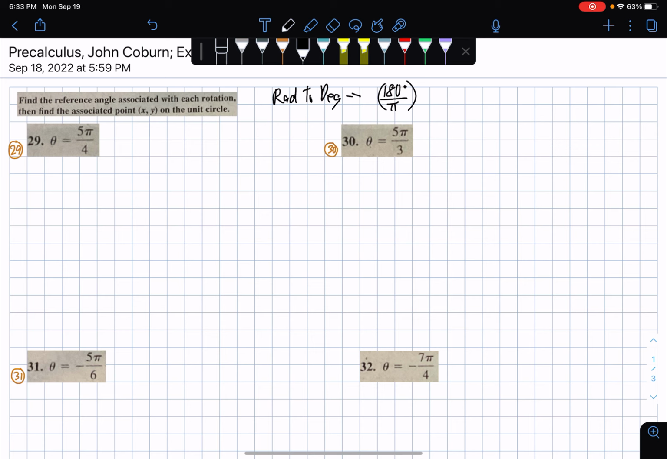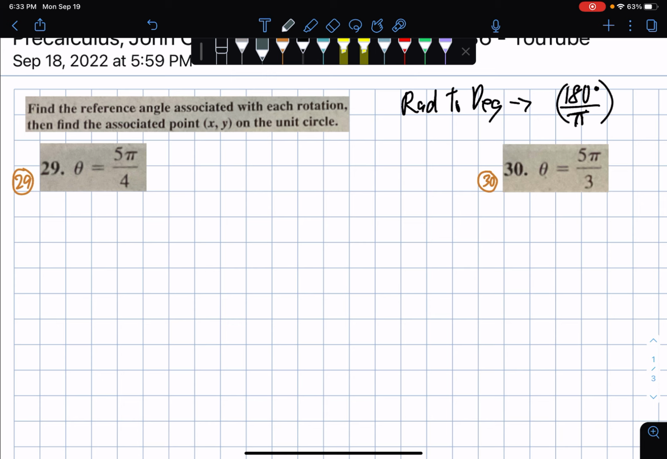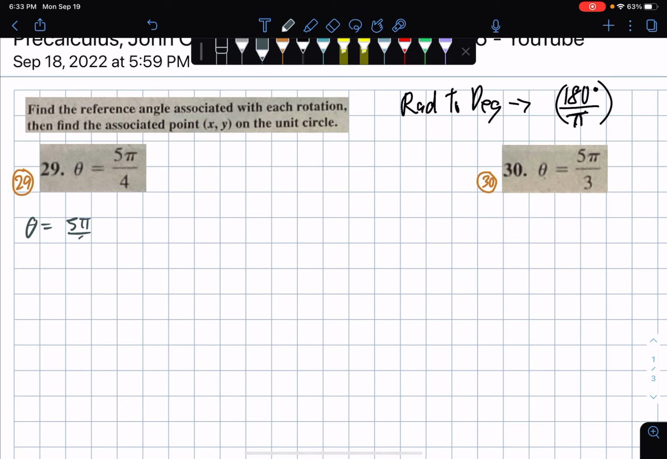Okay, so let's try number 29. Theta is equal to 5 pi over 4 times 180 degrees over pi. I hope you have your scientific calculators with you, since most of our computations here will be using calculators, especially if you're new to this lesson. For the sake of the lecture, we'll be using calculators. If we put these values in the scientific calculator, we get 225 degrees.